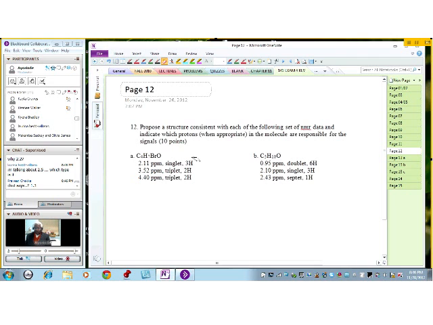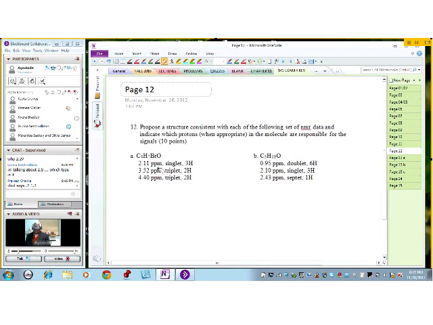Praveen, go ahead and read this question for us. It says, propose a structure consistent with each of the following set of NMR data and indicate which protons, when appropriate in the molecule, are responsible for the signals. Okay, thank you. Very good. Now, what it wants you to do here is propose a structure consistent with each of the following set of NMR data and indicate which protons in the molecule are responsible for the signals.